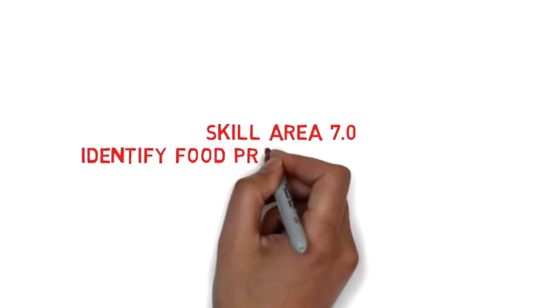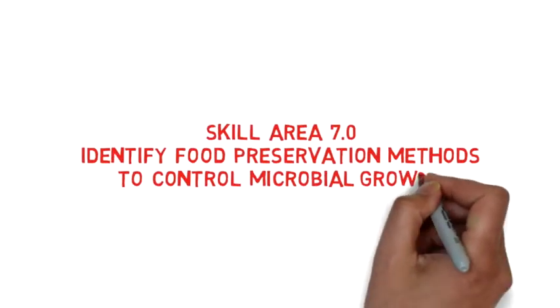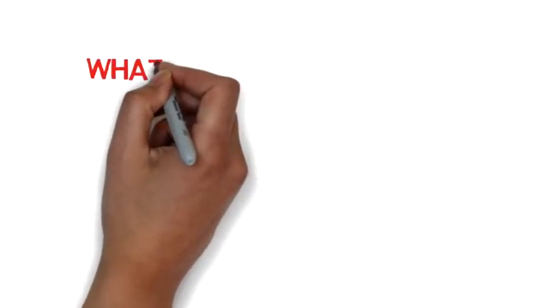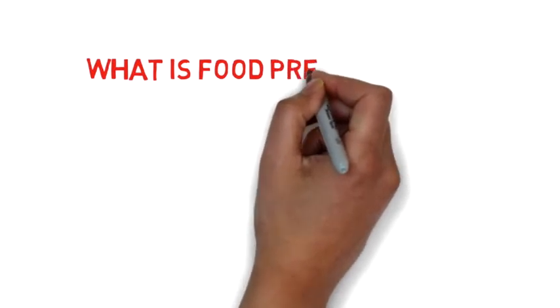Hello students, welcome to Skill Area 7.0 of the Food Microbiology module, which is Identify Food Preservation Methods to Control Microbial Growth. What is food preservation?